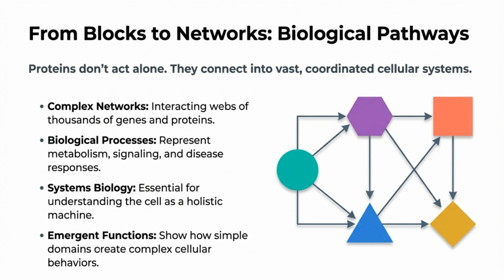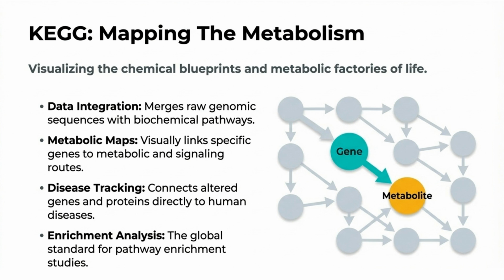Two of the most widely used pathway resources are KEGG and Reactome. KEGG, or the Kyoto Encyclopedia of Genes and Genomes, is one of the most widely used pathway databases in biology. It provides visual maps of metabolic pathways, signaling pathways, and disease-related biological systems. This makes KEGG extremely useful for enrichment analysis. For example, after identifying differentially expressed genes, researchers can test whether those genes are enriched in pathways such as PI3K-AKT signaling, apoptosis, or insulin signaling.